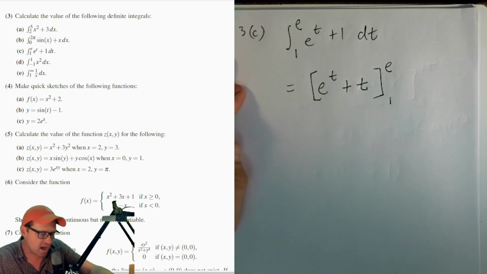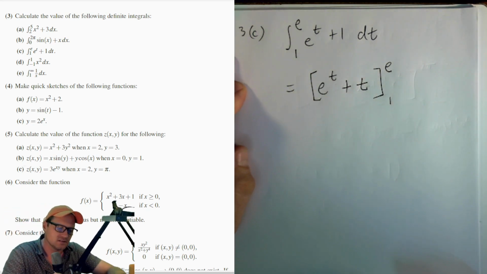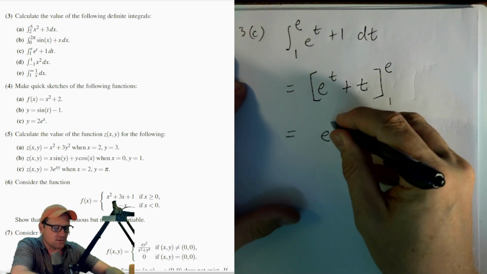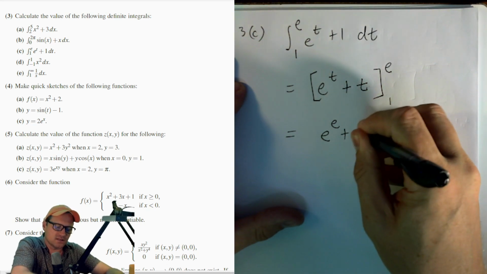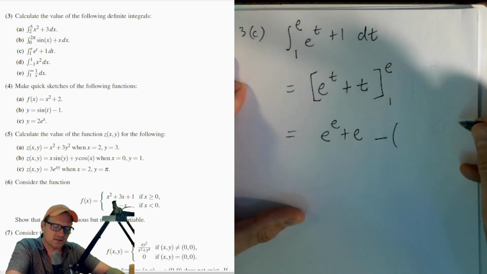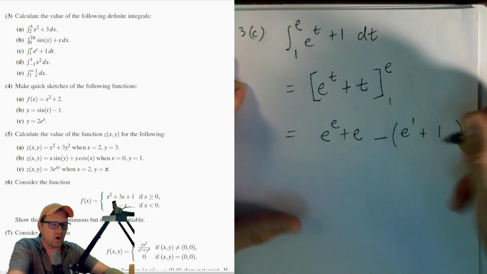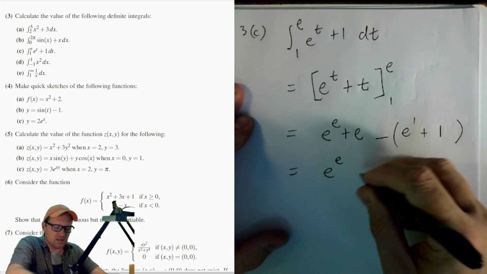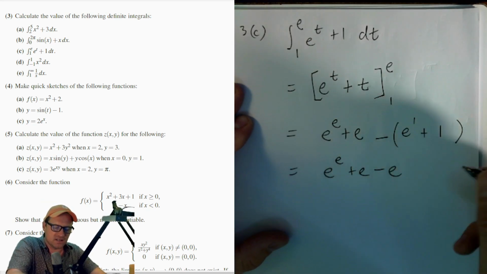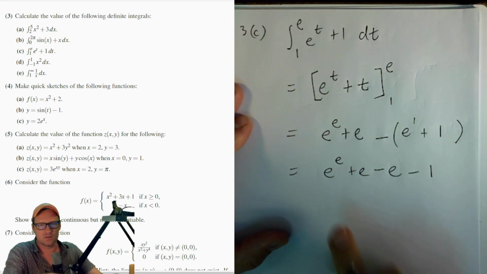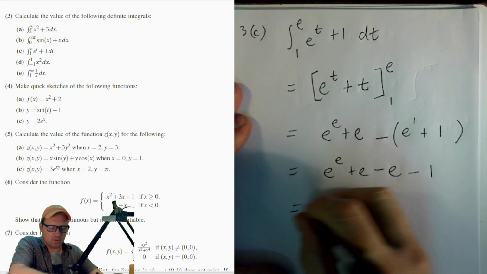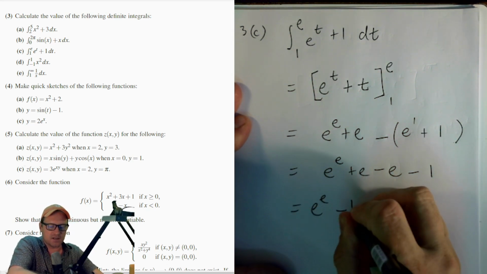All right, so now we substitute in t equals e. So then we have e to the e plus e. Subtract, sub in 1 here. So e to the 1 plus 1. And so we have e to the e plus e minus 1. So the two e's vanish and we have e to the e minus 1.